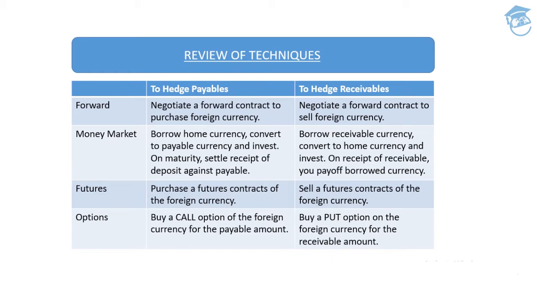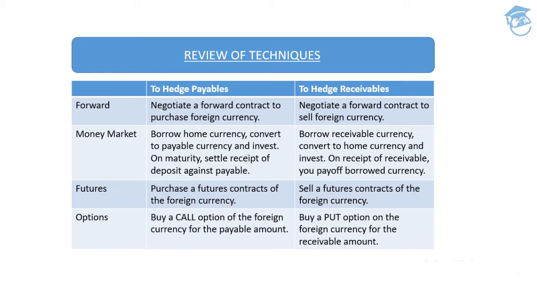After a period of 2 months, that 480 will become 500, and that 500 will directly go into the pocket of Mr. Ben. That is what's going to be happening if I go for a money market operation. It is as simple as that: I simply borrow my home currency, convert it into my payable currency and invest it. On maturity, those $500 will directly go to Mr. Ben 2 months forward from now. That is what's going to happen in case of money market.